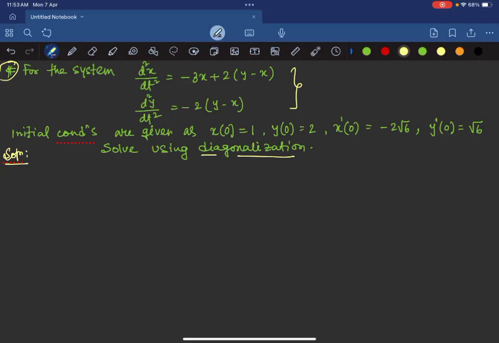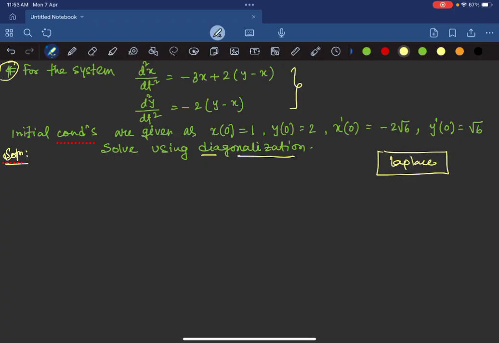Otherwise, whenever you have this type of problem with the initial condition, immediately go for Laplace. Unless it is stated in the problem, immediately we will apply Laplace and try to solve. Because if you are going for the diagonalization process, then this type of question is a little lengthy to solve. So it is recommended to apply Laplace if initial conditions are given.